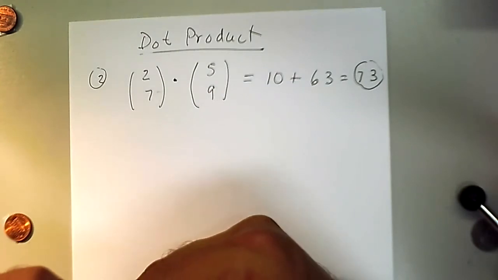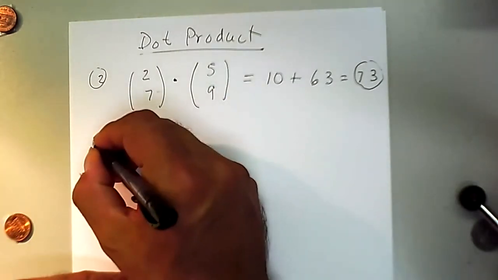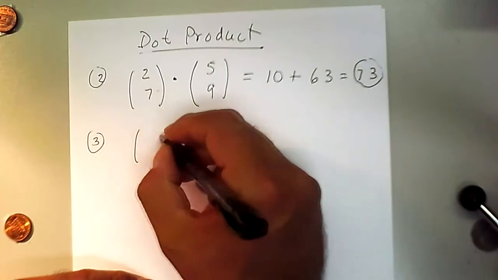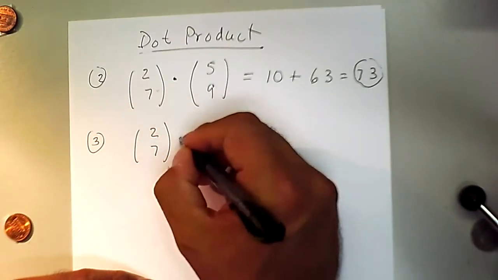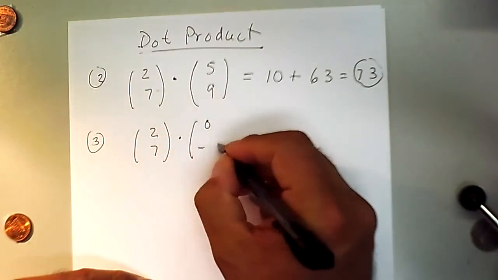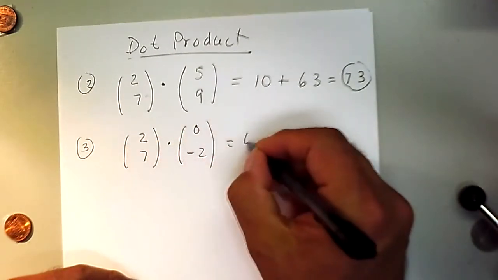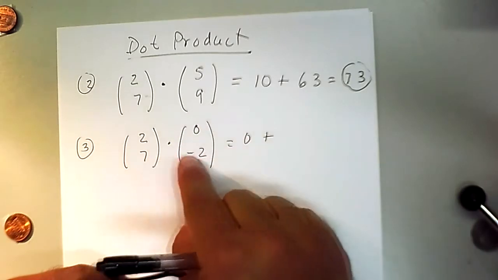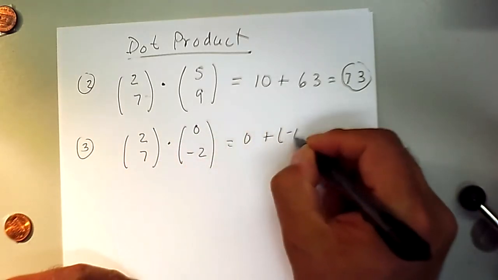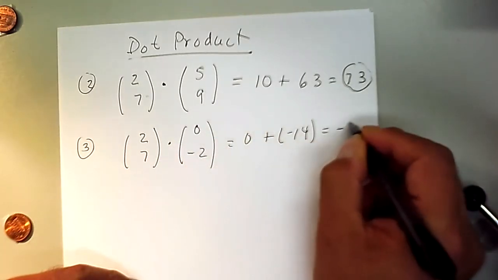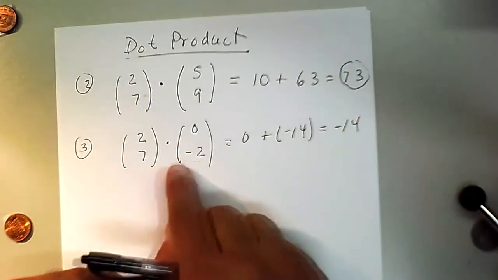Yep, and we always do that. Example 3, even if you have, let's say, a 0 and a negative number. So what we do is 2 times 0, 0, plus 7 times negative 2, negative 14. So the dot product is negative 14, the dot product of those two vectors.